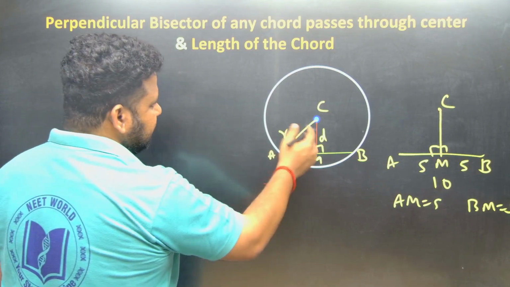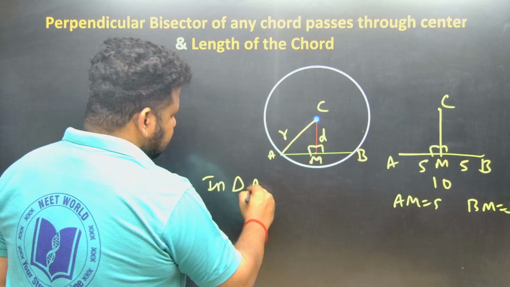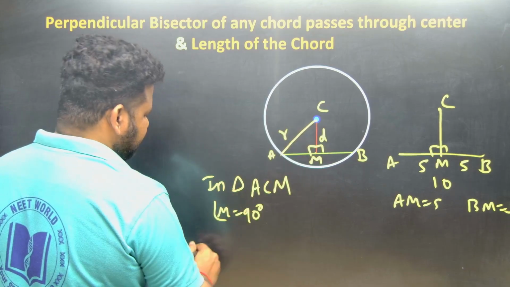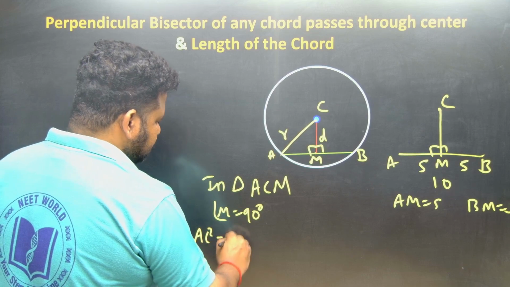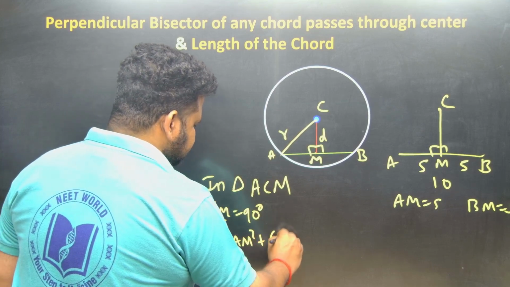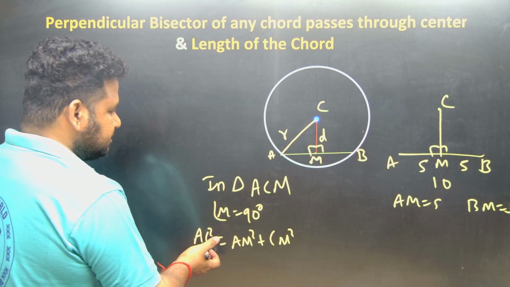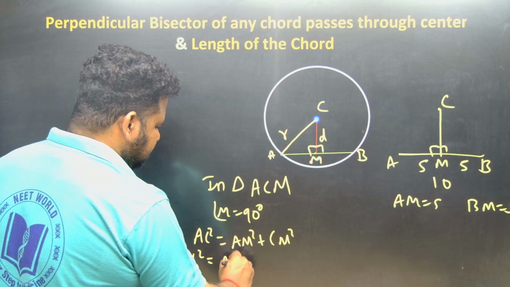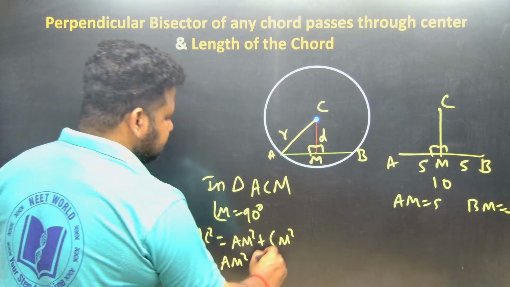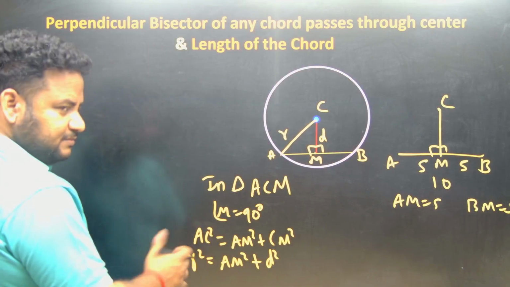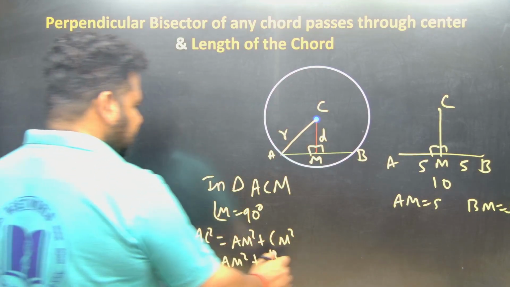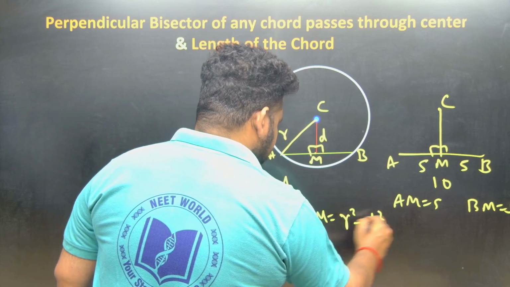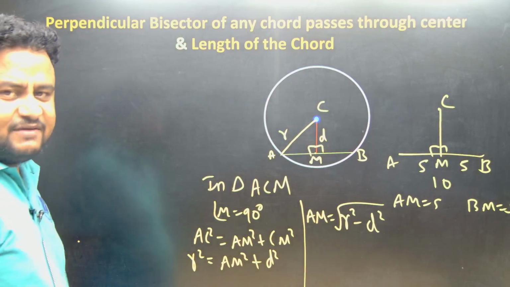Before that, let us take this triangle. In triangle ACM, angle M is equal to 90 degrees. So by applying the Pythagoras theorem, AC square is equal to AM square plus CM square. AC square is equal to R square, the radius. AM square we don't know, we have to find that. CM square is nothing but D square, where D is the perpendicular distance. I want AM, so AM will be equal to the square root of R square minus D square. I got the AM value.